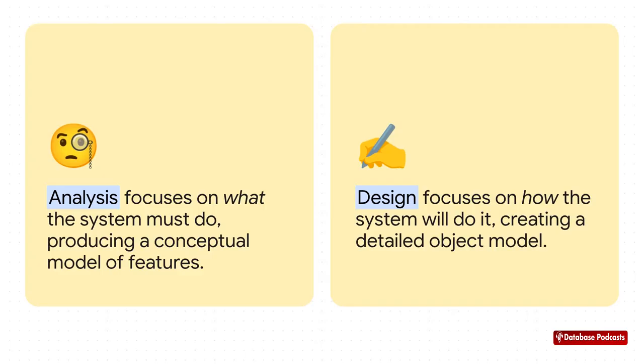Think of it like this. Analysis is all about the what. What does the system need to do? What are the key pieces of the puzzle? You're basically a detective, figuring out the problem space. Then, once you've got a handle on that, you switch hats. Design is all about the how. Okay, how are we going to build this? This is where you create the actual technical blueprint, the plan for your code.